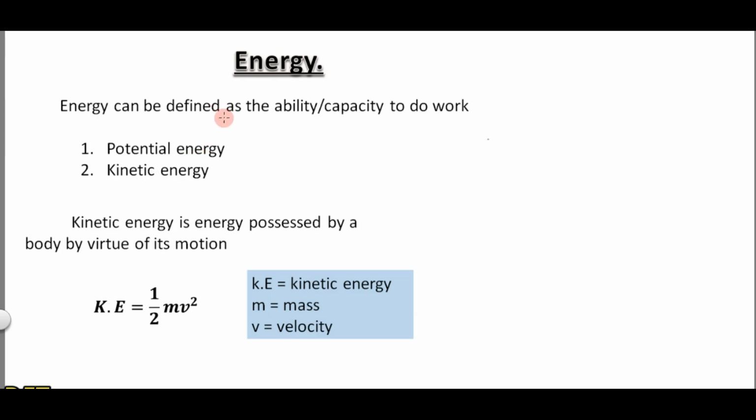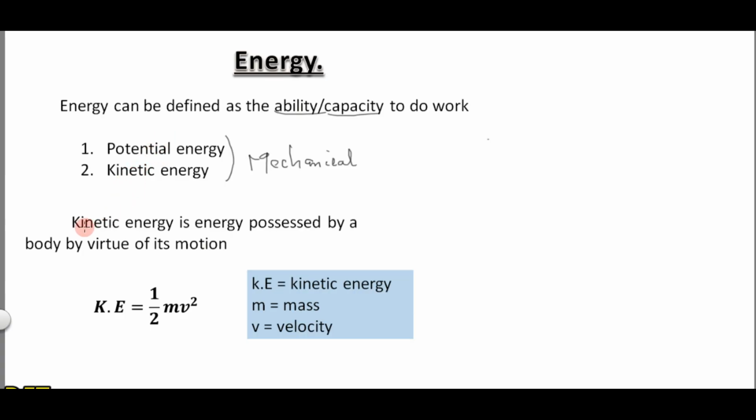Okay, so here in this video, we're going to look at kinetic energy. Just a quick recap. Energy can be defined as the ability or the capacity to do work. And we have two major types of energy: potential energy and kinetic energy. These two are classified as mechanical energy. We've looked at what potential energy is in a previous video, and I said potential energy is the energy possessed by a body by virtue of its position.